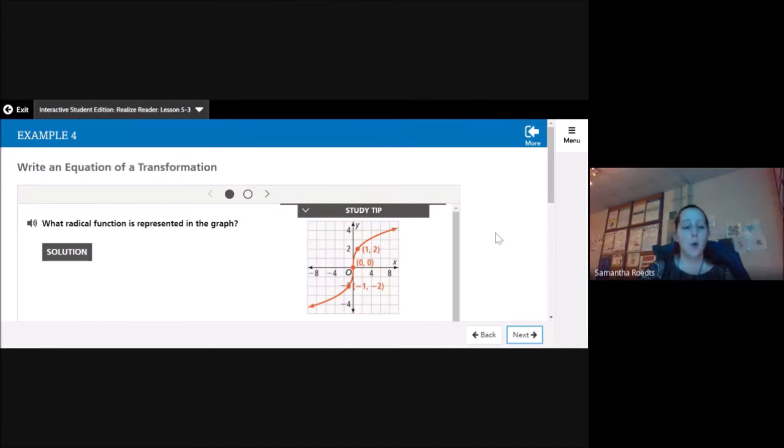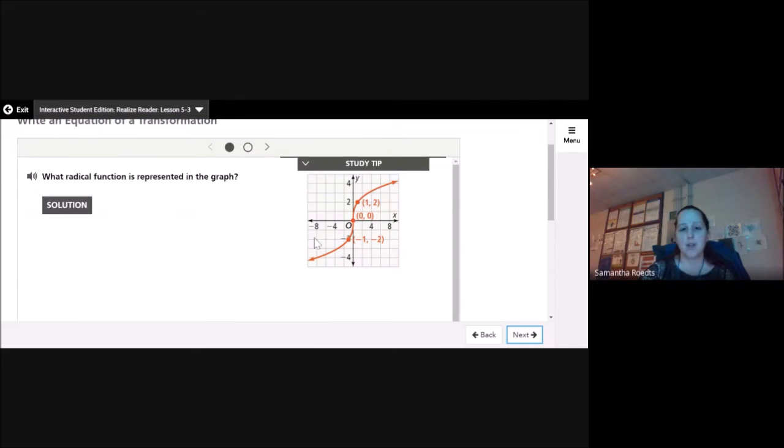All right, example 4, write an equation of a transformation. What radical function is represented in the graph? So, compare the graph to the parent function, f of x equals the cube root of x, because I have this type of function that is a cube root.